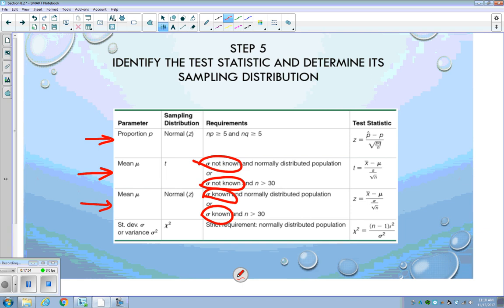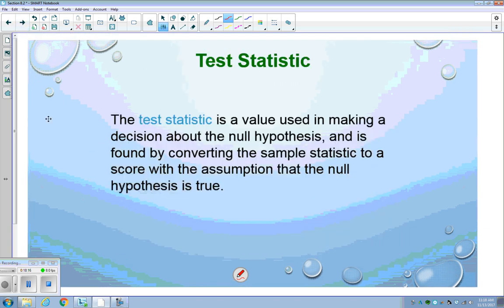And this one was just left over on the chart. I didn't delete it, but for the standard deviation or variance, it has to be normally distributed, and we're going to use a test called the chi-square. If you take Stats 2, we use chi-square. We don't use that in this particular course. Okay? So kind of ignore that part for now.